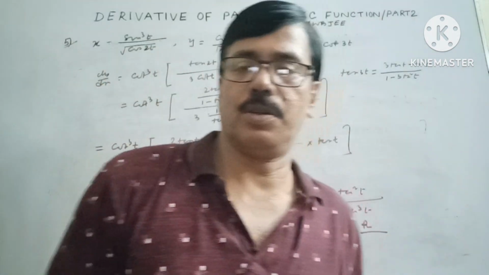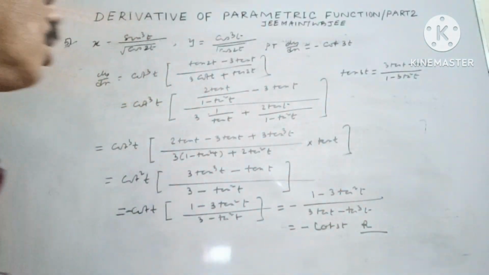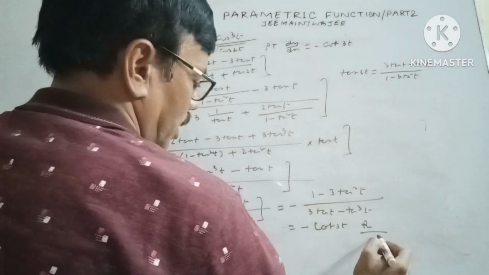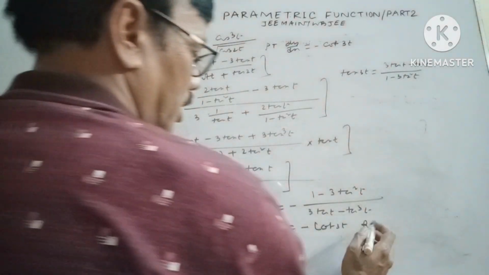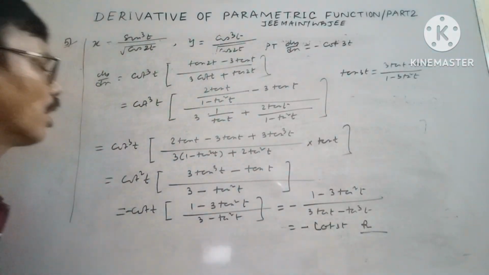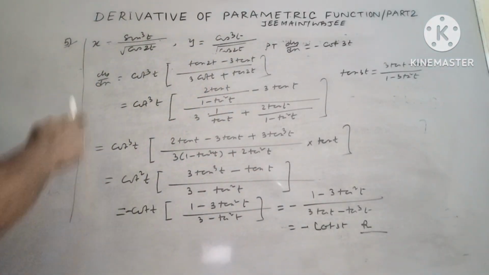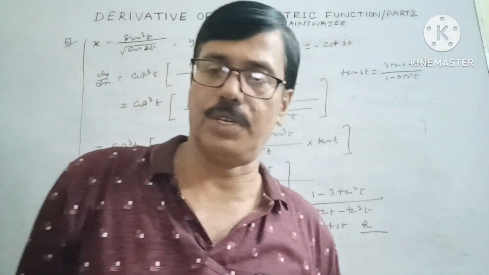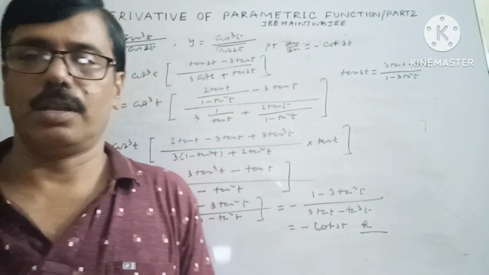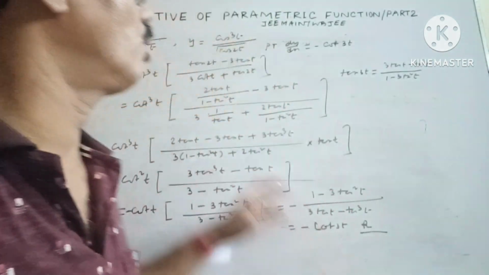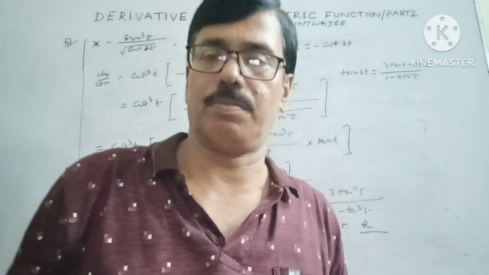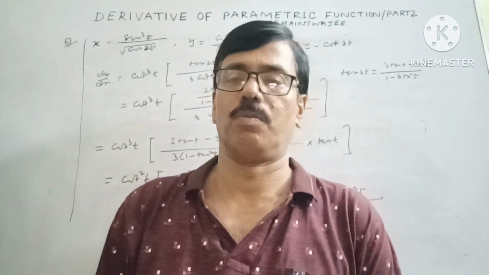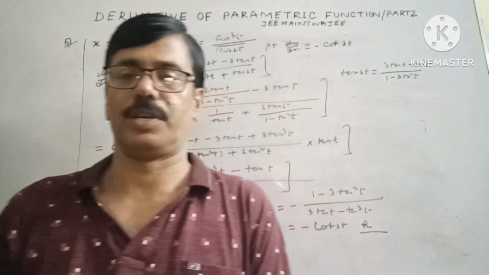So this is a problem of simplification only. So this is to be noted. This is a typical problem of unit calculation. Through this video I have discussed how to find the derivative of a parametric function. These problems are important for board as well as competitive exams.